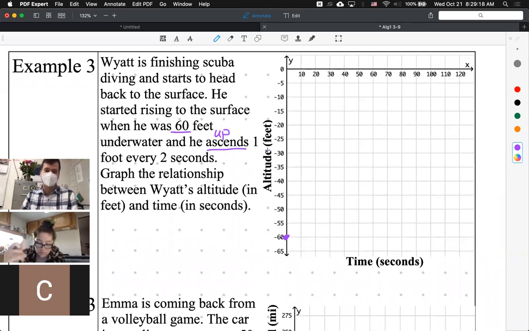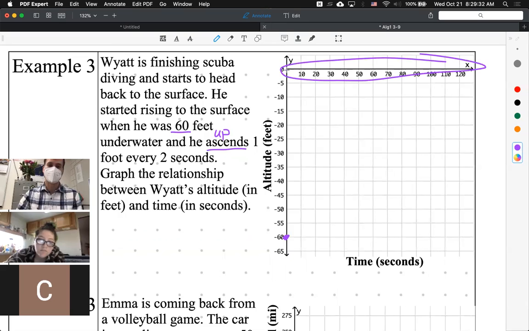Is everyone okay with this first point? Yesenia is saying 60 feet underwater. That's negative 60 feet. And that's where he starts. So if he starts there, that's at 0 seconds. 0 seconds on this x-axis means I'm all the way to the left. I'm on this y-axis. Give me a thumbs up. You're okay with this? Or nod your head vigorously? Okay.